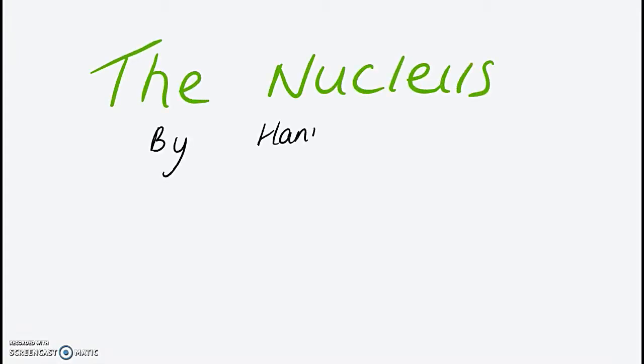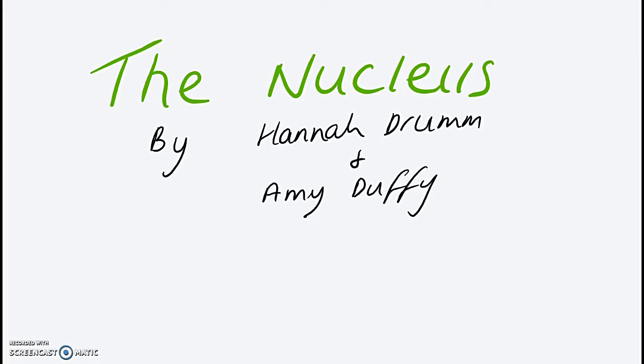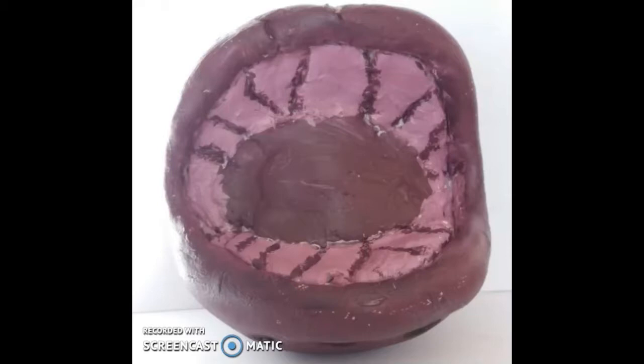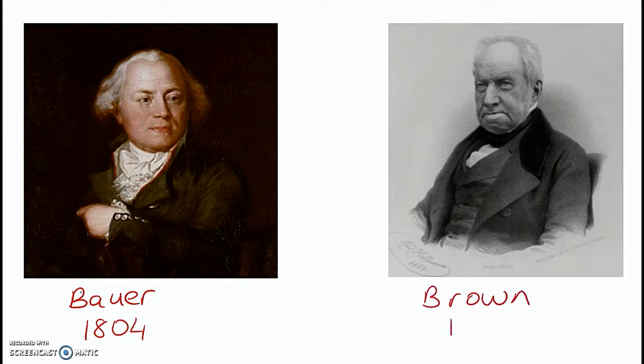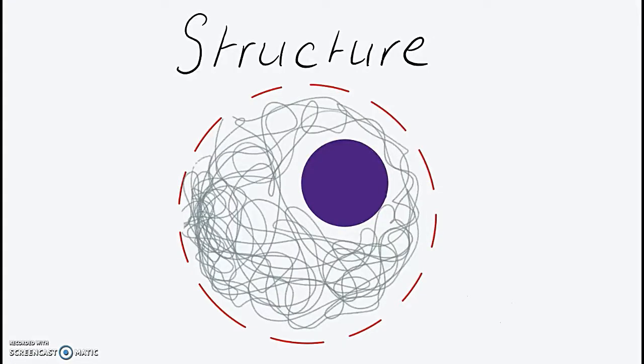The nucleus is the most important organelle in the cell as it contains all the genetic material which is responsible for controlling and directing all the activities of the cell. It was first described by Franz Bauer in 1804 and later described in detail and named by Robert Brown in 1831. It is usually the most prominent cell organelle, occupying 10% of the total cell at 5 micrometers in diameter.